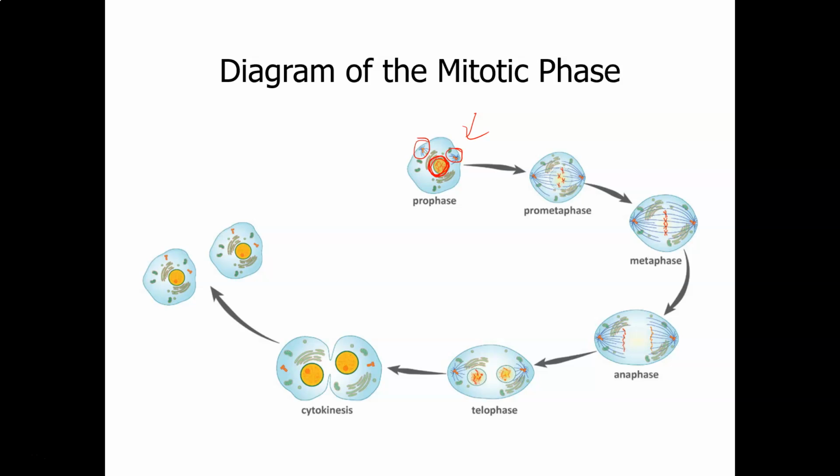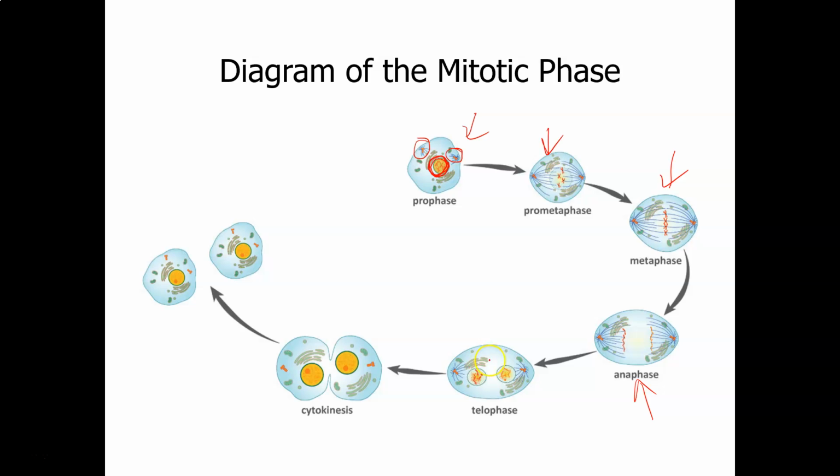And then we have a stage called prometaphase. It's just in between prophase and metaphase. That is when the spindle fibers have formed. You can see them, and they have connected to each of the pairs of sister chromatids, each of the duplicated chromosomes. And then those spindle fibers help to line the chromosomes up at the metaphase plate. The spindle fibers shorten and pull the sister chromatids to the opposite ends of the cell.